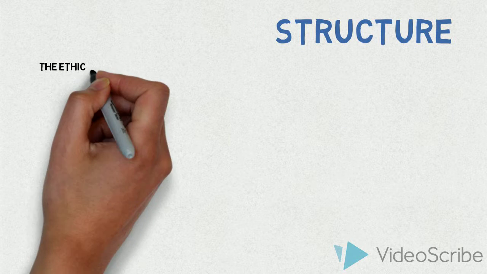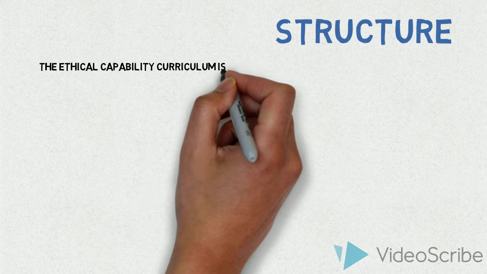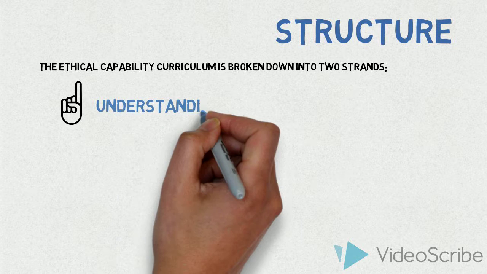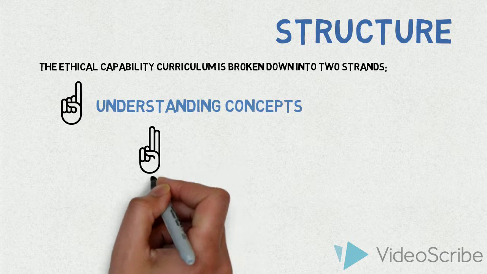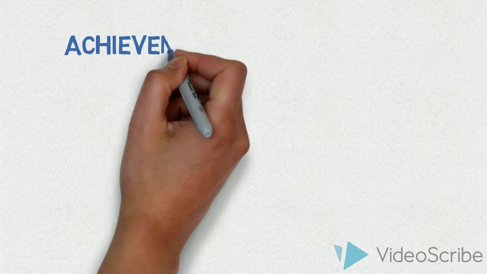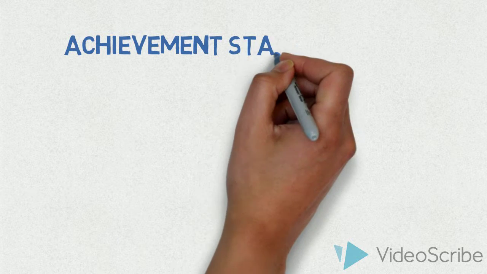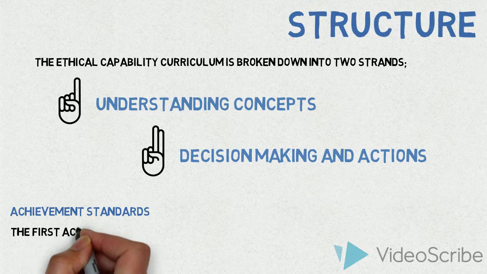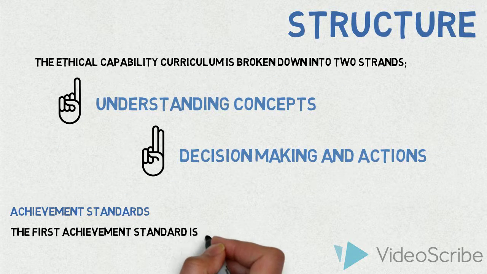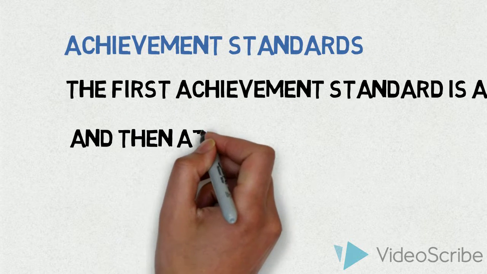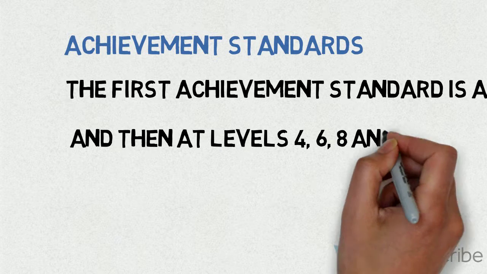The Ethical Capability Curriculum is broken down into 2 strands from Foundation to Level 10. The first strand is Understanding Concepts, and the second strand is Decision-Making and Actions. The Ethical Capability Curriculum has achievement standard statements that describe what students are typically able to understand and do. These are the basis for reporting student achievement. The first achievement standard is at Foundation to Level 2, and then at Levels 4, 6, 8, and 10.